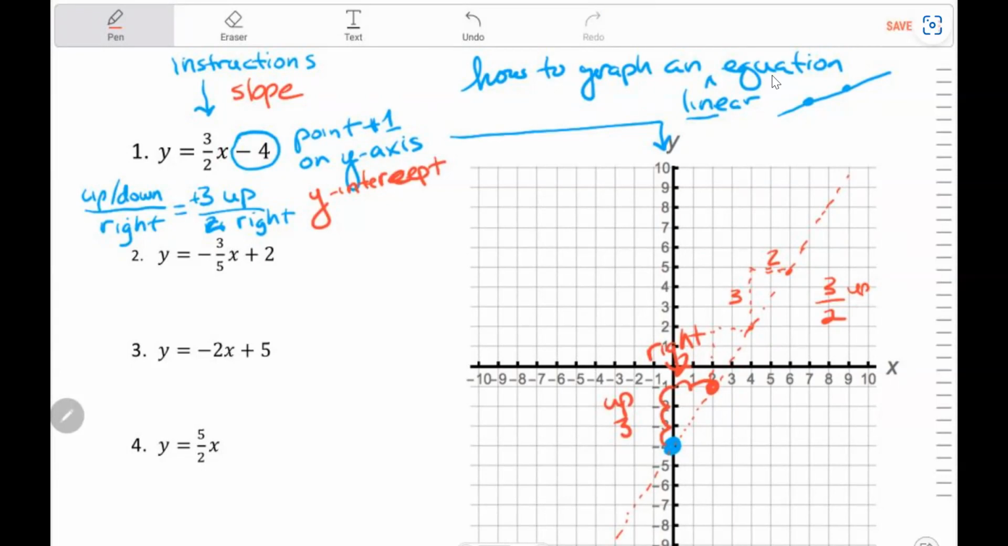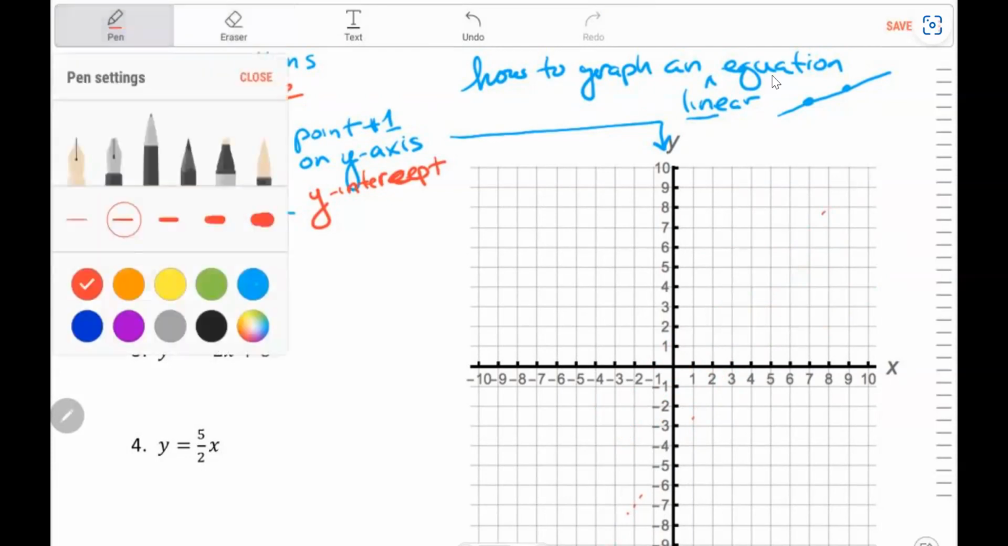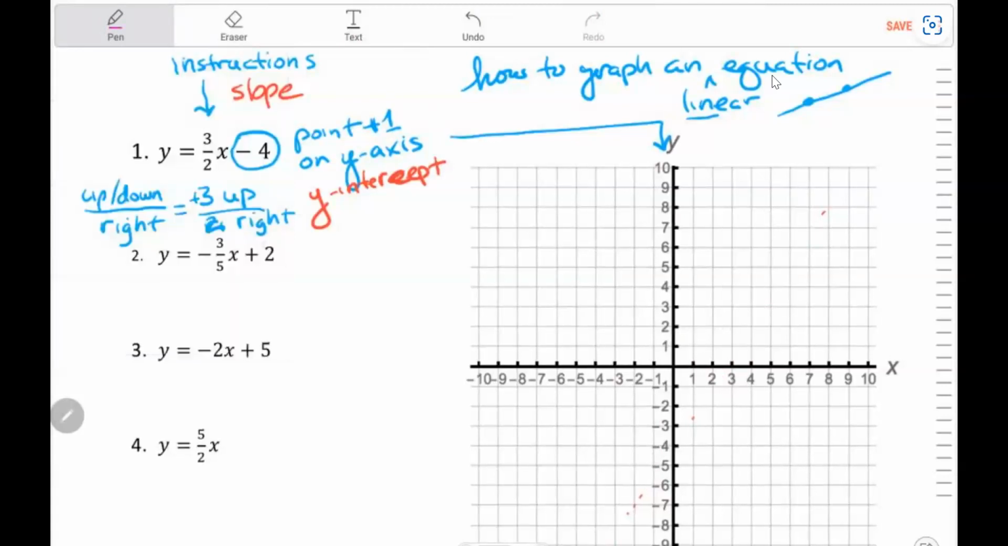So I want you to pause the video and see if you can do number 2. All right, we're back. First, I'm going to erase the line that we just did. Now we are going to follow the same instructions, and I'll do this in a different color, purple. First, right there, there is point number one. I hope you got that. This is point number one, and it's on the y-axis, and it's a 2. So that's going to be right there.